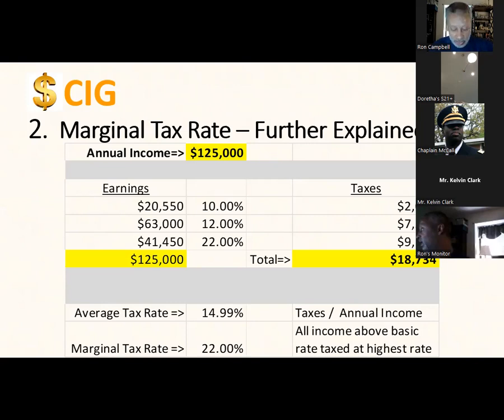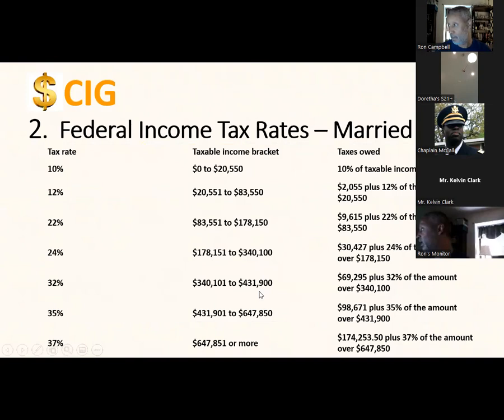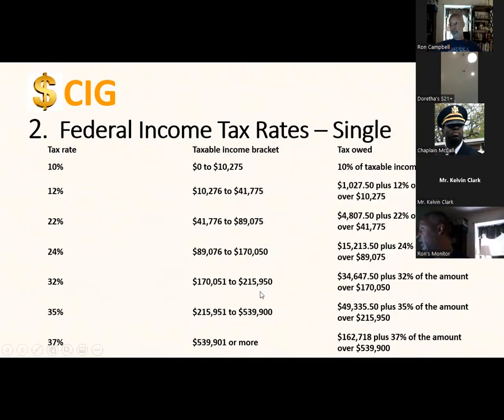We're talking about a single person now, a person who's single, and the annual income is $50,000. Go for it. I'm just going to go back to the tax table for those who don't have it, for a single. 22%.